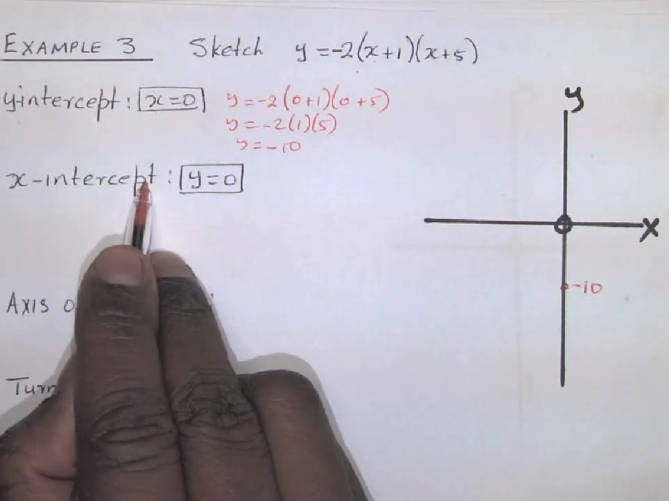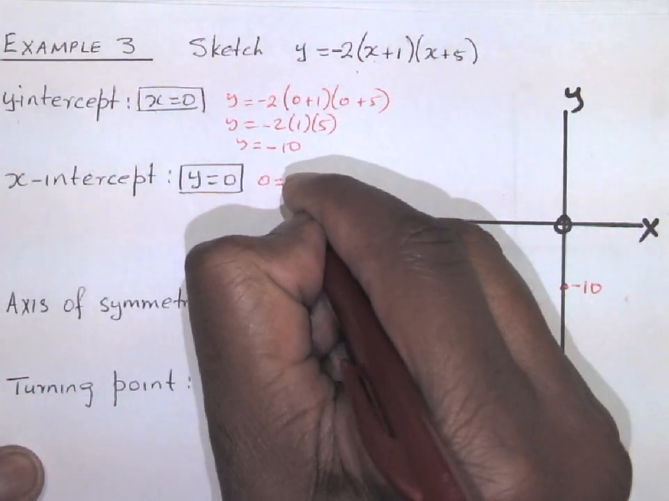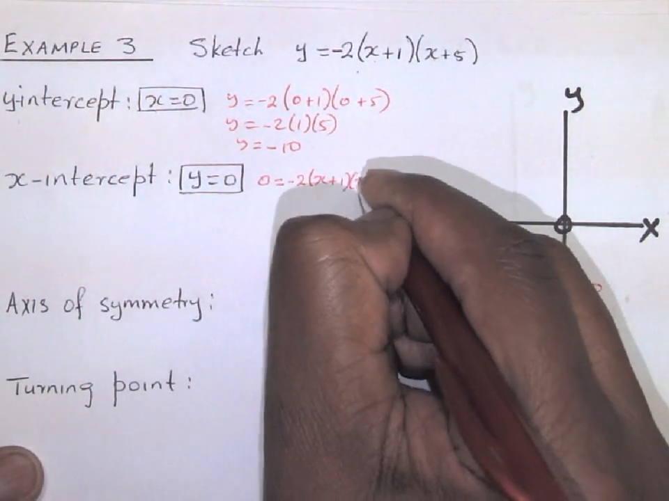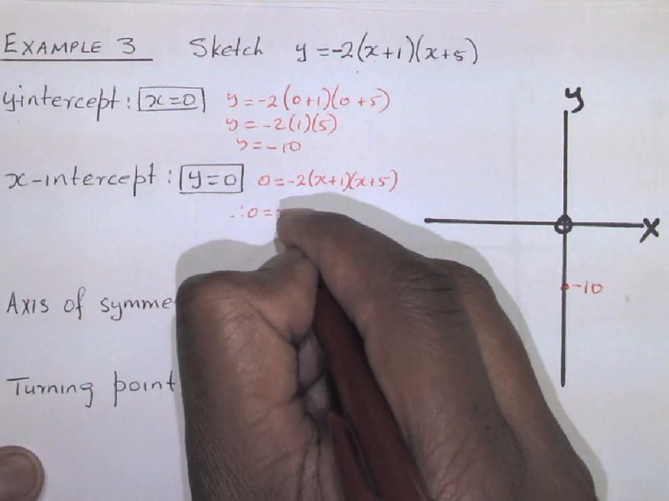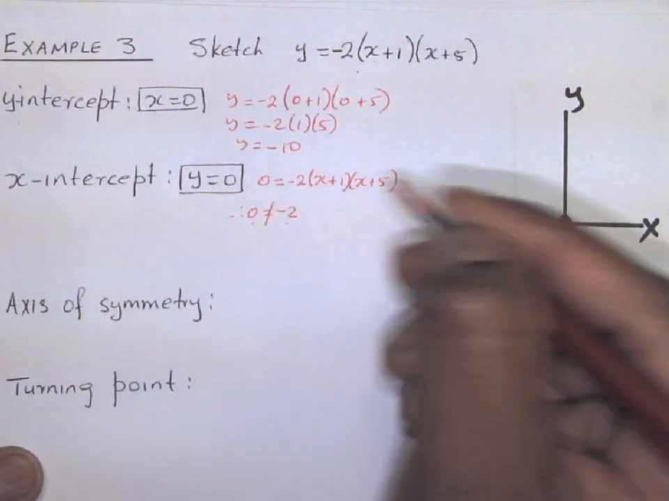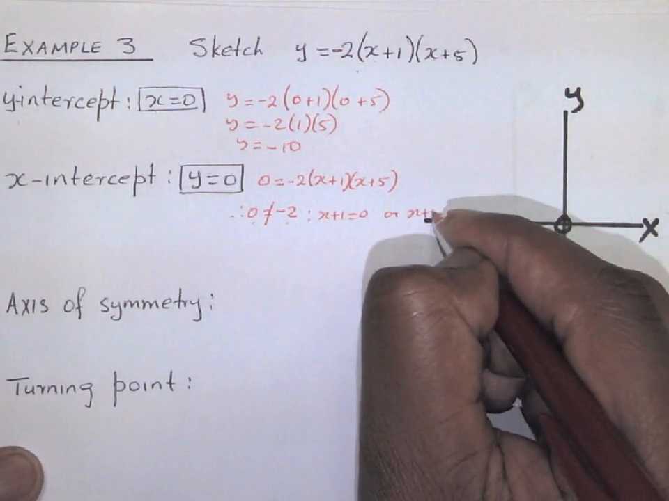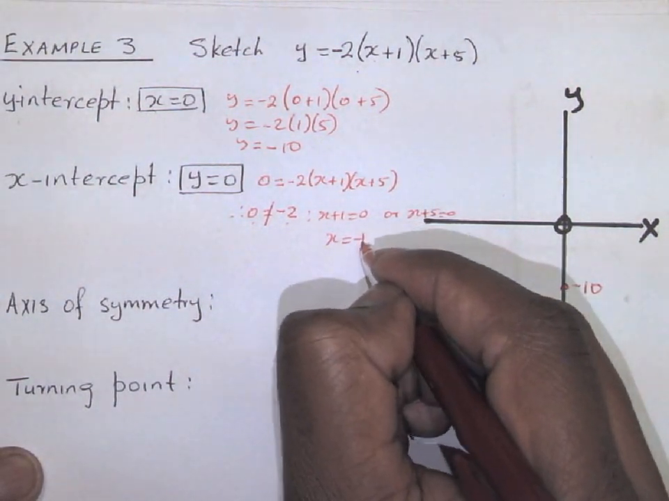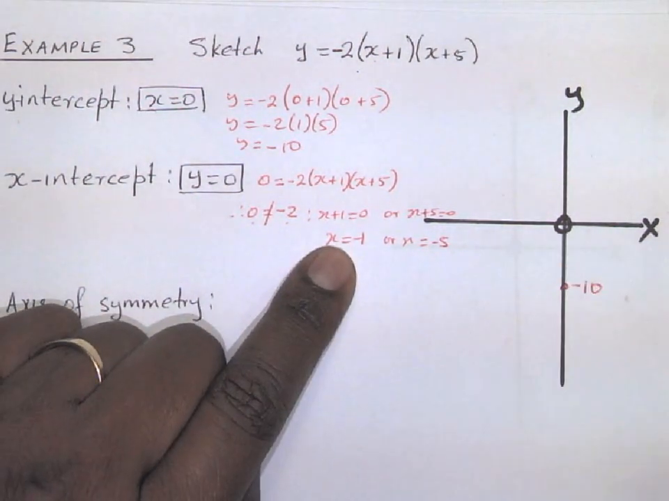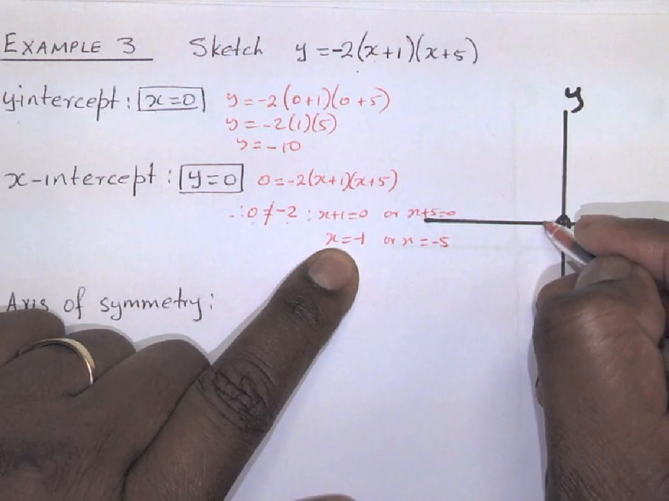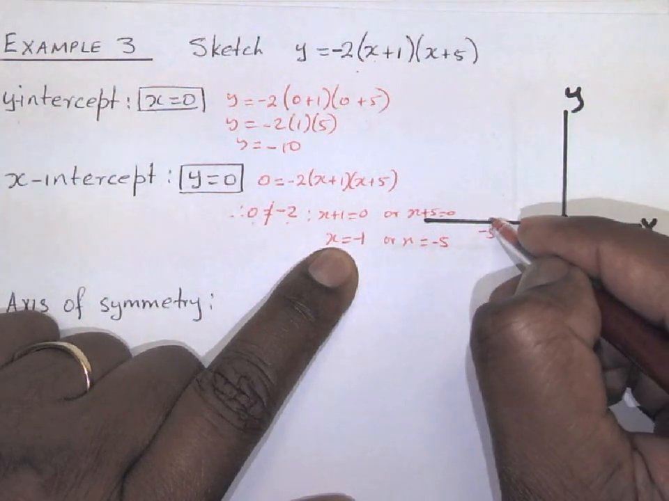Next, the x-intercept. How do you find the x-intercept? y is 0, so plug in 0. We get 0 is equal to minus 2 times (x plus 1) times (x plus 5). Solve for x. This is already factorized for us, so each factor is equal to 0. But minus 2 cannot be 0, that is wrong. The other factors can be 0. So x plus 1 is 0, or x plus 5 is 0. If I solve here, I get x is minus 1. If I solve there, I get x is minus 5. So our x-intercepts are minus 1 and minus 5. Let's say minus 1 is there and minus 5 is somewhere there. So it's cutting there and cutting there.